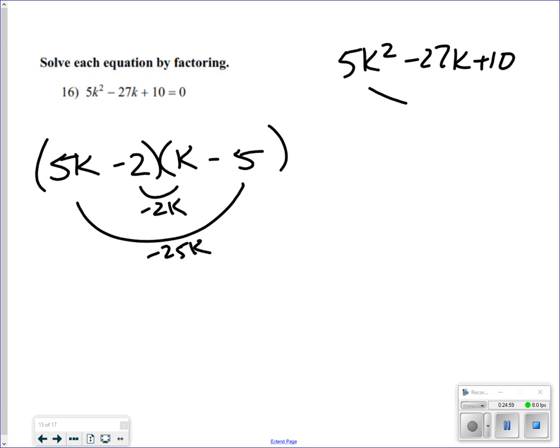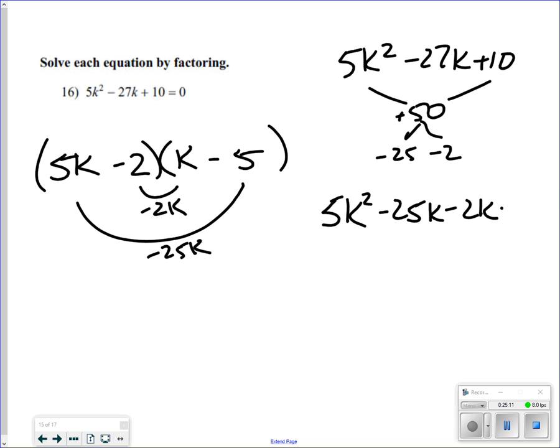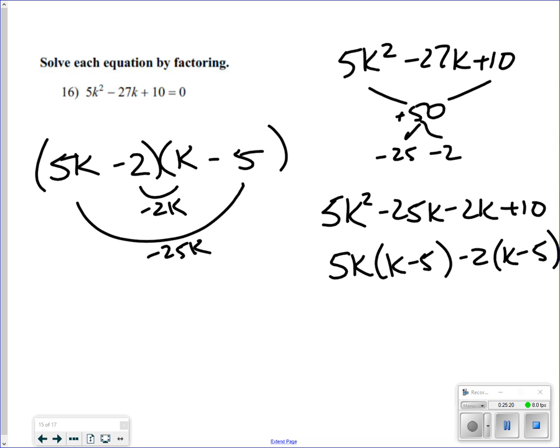So I'm going to multiply the outside two numbers together, which is 50. Negative 25 times negative 2 is positive 50. That would add up to the middle. Rewrite the question. Take a 5k out of the first two. Take a negative 2 out of the second two. Group the GCF and keep what's the same.